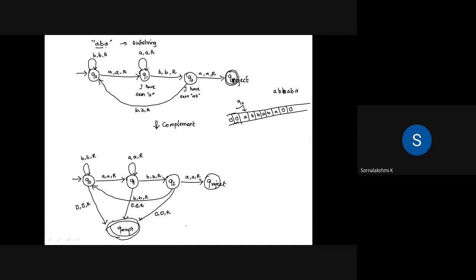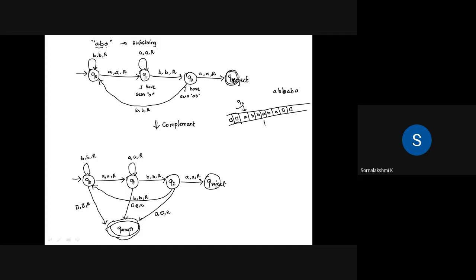Let us consider the final machine. When it sees an A, it moves to Q1. When it sees a B, it moves to Q2. In Q2, when it sees a B again, it comes back to Q0. Why should I do this? Even if I see some ABA further down the line, I should reject it. Because if I don't go back, I'll be in Q2 and it will accept it. So definitely I should go back to Q0. How many ever Bs it sees, it is going to loop.